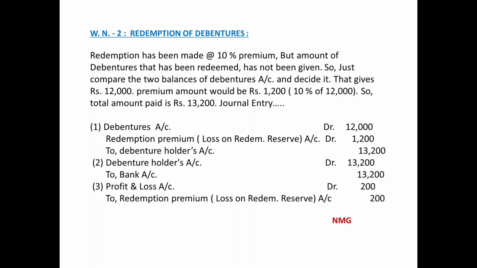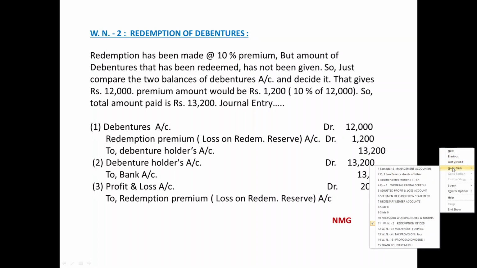Redemption premium, and over here in the balance sheet, the word that has been used is loss on redemption reserve account, debit 1200, to debenture holders account credited 13,200. Second journal entry for the payment: debenture holders account debited, to bank account credited.